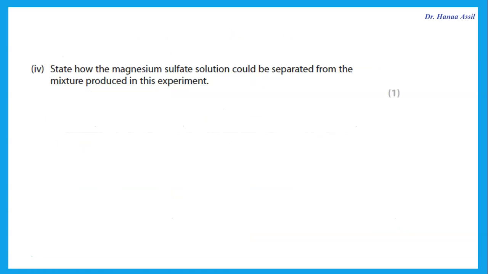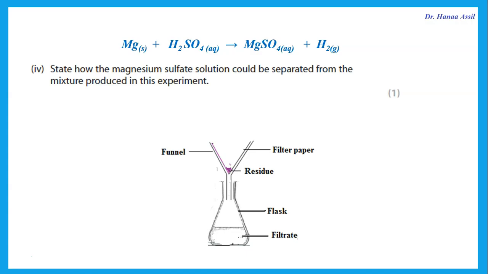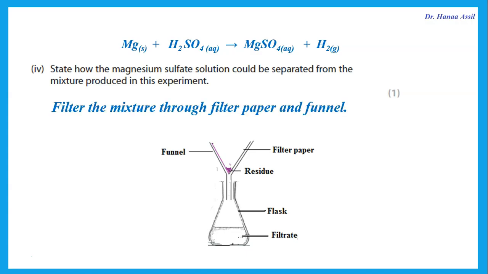State how magnesium sulfate solution could be separated from the mixture. Of course, the mixture has what? It has some magnesium in it, so I need to filter through filter paper and funnel to remove the excess magnesium and get the filtrate, which would be my magnesium sulfate solution.